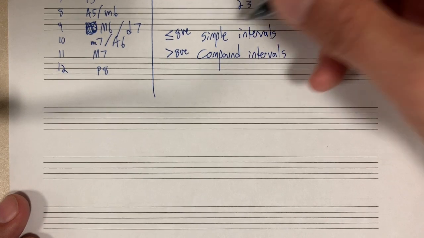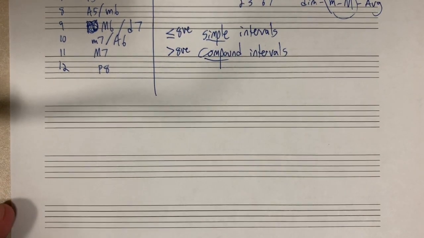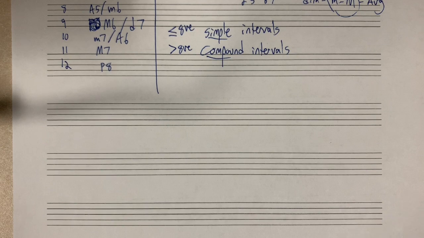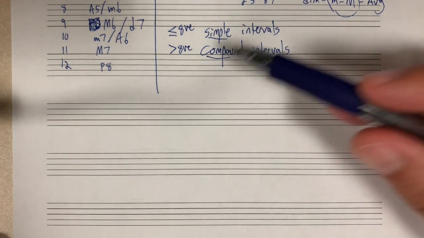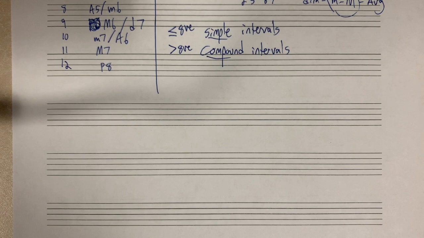You might recognize these words. They get used a lot in music theory. They get used for time signatures. Simple time divides the beats into twos. Compound time divides the beats into threes.